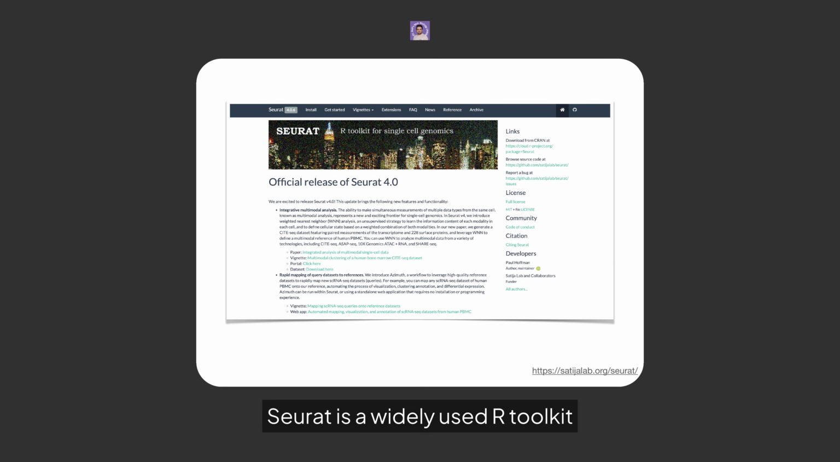Seurat is a widely used R toolkit for single-cell genomics. It supports multimodal data integration, reference mapping, clustering, visualization, and differential expression. Throughout this course, we will rely on Seurat to implement the core steps of the single-cell RNA seq analysis workflow.